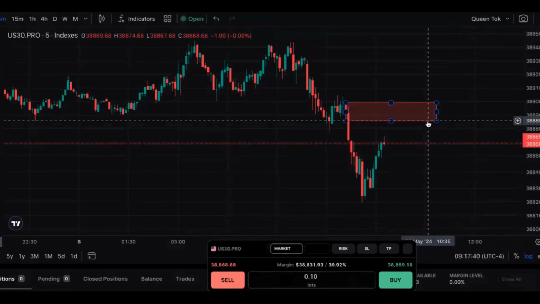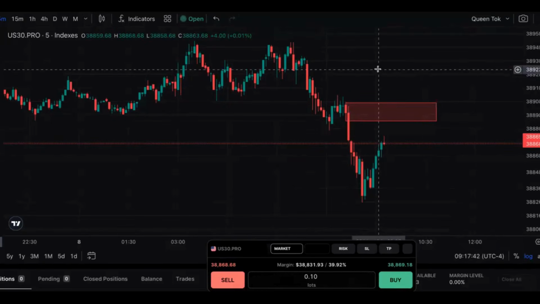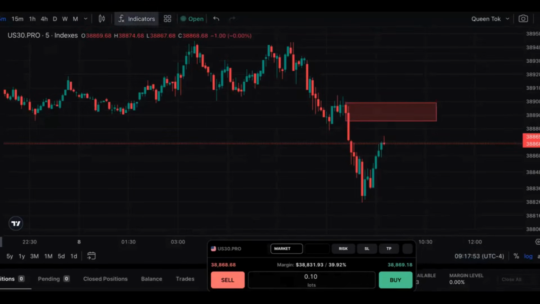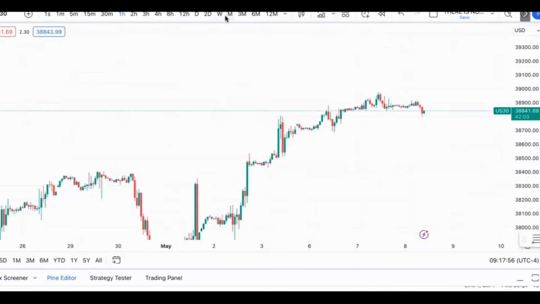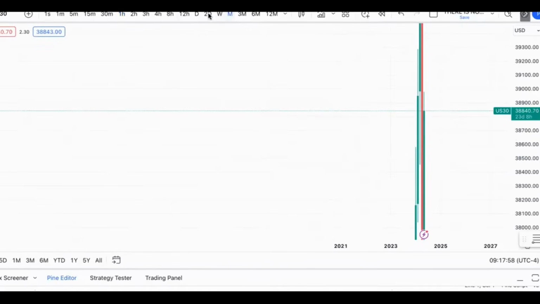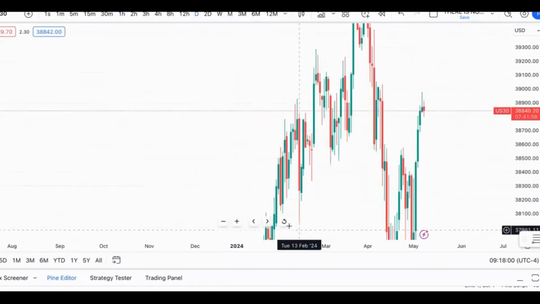Now, remember your 5-minute time frame OBs, they may not hold as good as the higher time frame, and they may also be short term and short lived. So we have a few minutes, as you can see, before 9:30 starts. Let's go and have a look at the higher time frame analysis. So let's go to the daily time frame here.